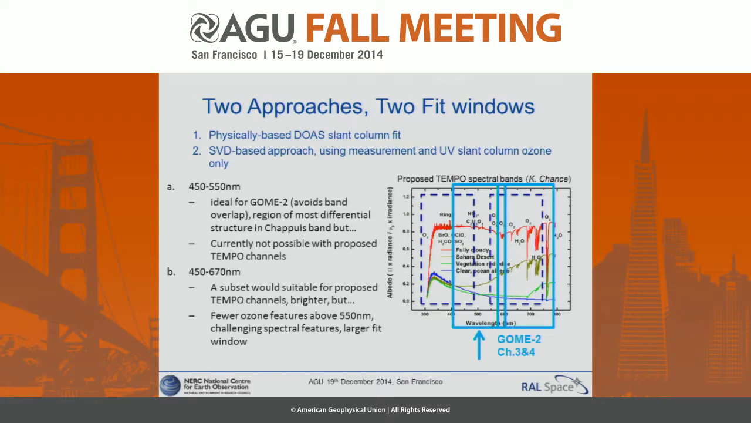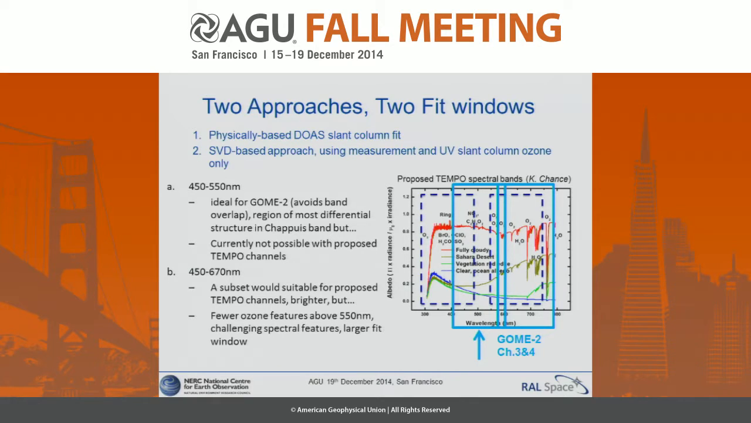The second approach is more of a mathematical approach, where we just use radiance measurements from GOME-2 and a UV slant column and no other physical information. And you can use the UV slant column to train your patterns from an SVD-based approach in order to explain the variability of ozone just using the measurements. And the other patterns essentially take care of everything else.